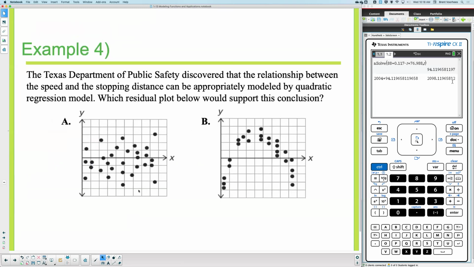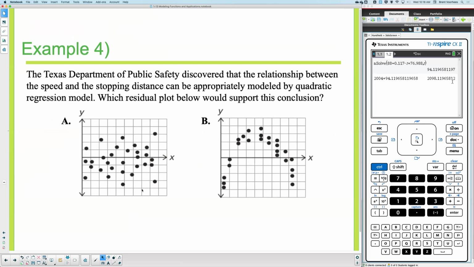Now, let's go on to example 4 here. It says here, the Texas Department of Public Safety discovered that the relationship between the speed and stopping distance can be appropriately modeled by a quadratic regression model. Which residual plot would support this conclusion?